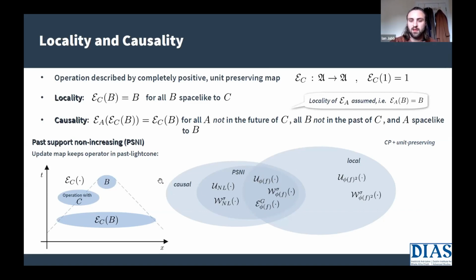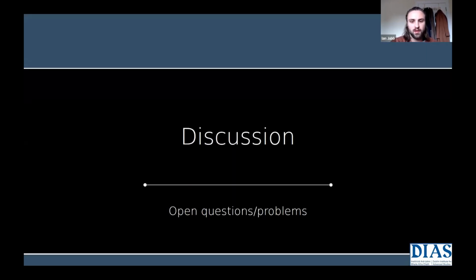But actually, one of the things that I showed, at least for real scalar quantum field theory, using the properties of the unitary kicks here, you can show that these two conditions are in fact equivalent. So not only does PSNI imply causality, but this causality condition implies PSNI. And so these regions are really the same. Yeah, so that's the summary of the work to date.